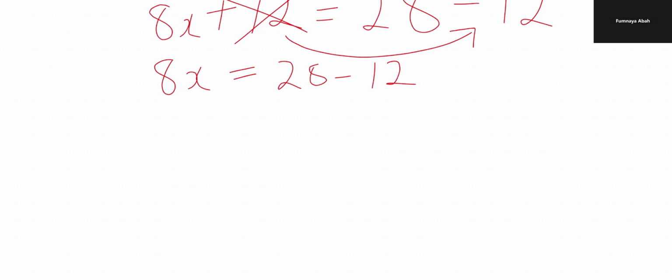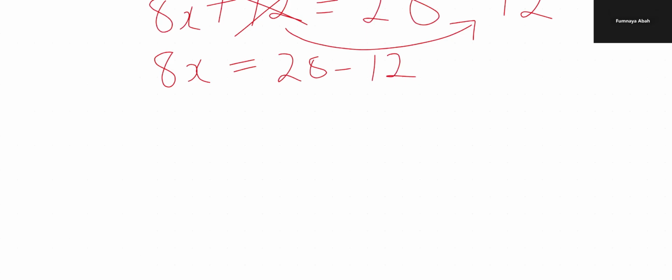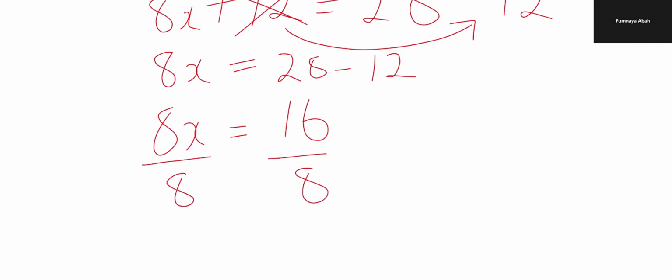Okay, so 8x is equal to 28 minus 12, which is equal to 16. So now we can solve for x. We can divide both sides by 8. So 8 crosses out 8 on this side. We're left with x. So x is equal to 16 divided by 8, which is equal to 2. So x is equal to 2.